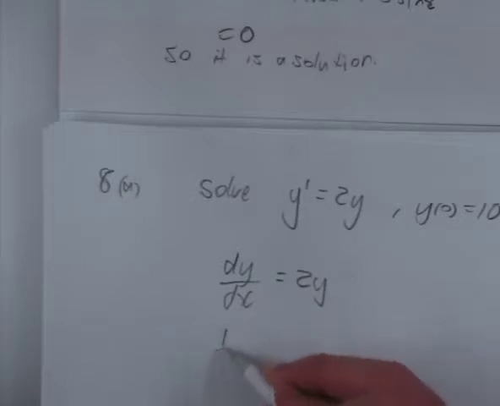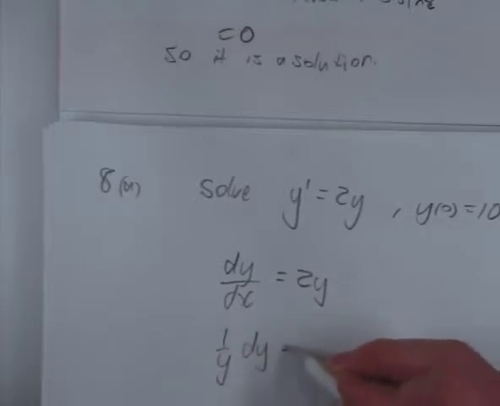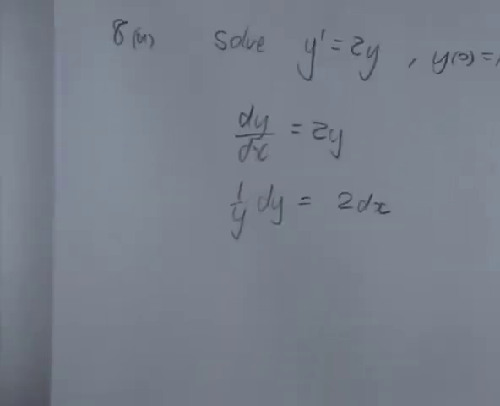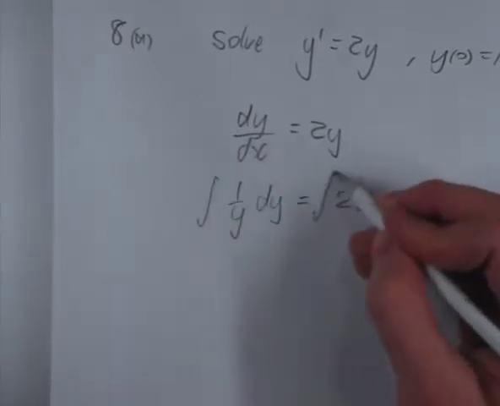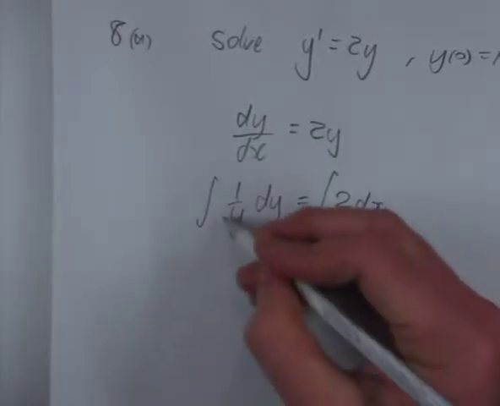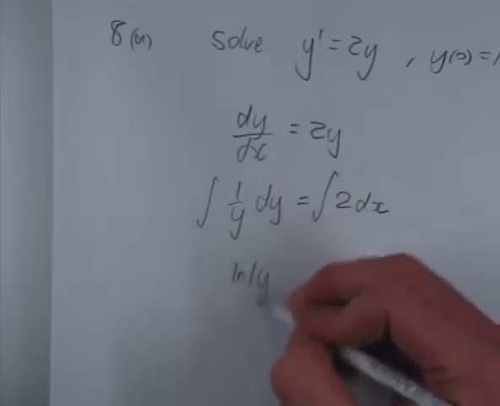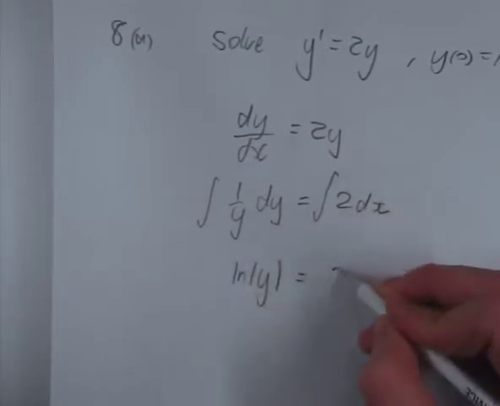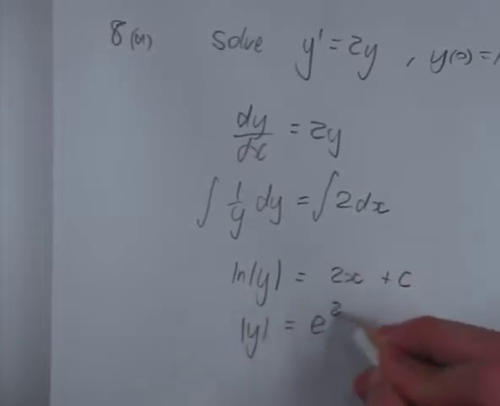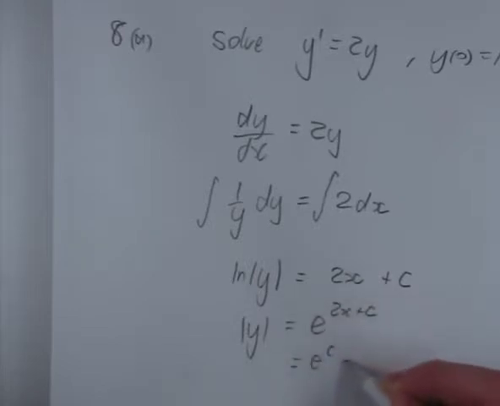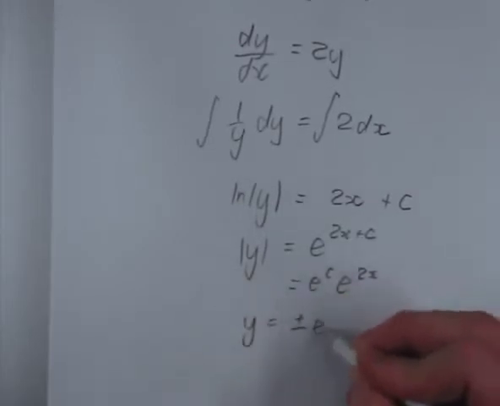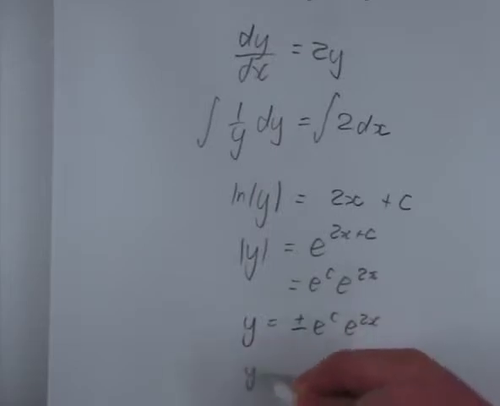So we'll divide both sides by y and multiply both sides by the dx. And then we'll integrate. And then the integral of that is ln mod y, and the integral of 2 is 2x. And then we'll have our mod y is e to the 2x plus c, which is e to the c, e to the 2x. And then our y is plus or minus e to the c, e to the 2x, which we shall call a.